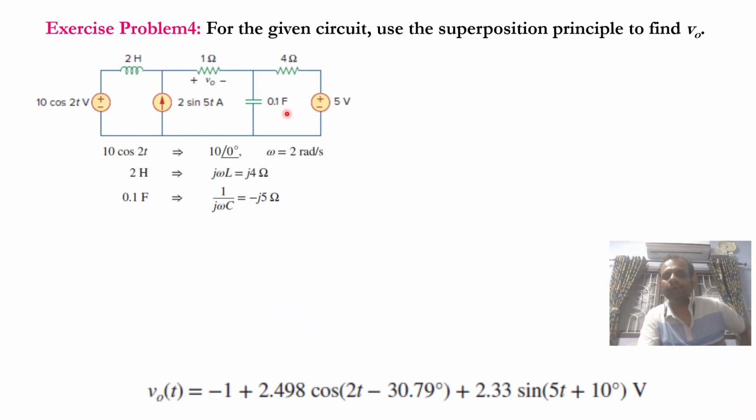Exercise problem 4. Same way, superposition theorem. Again, 3 sources. One is a cosine source, one is a sine source, and another one is a fixed source. So these two sources are dependent on time. This is independent. So you cannot change these two because they are dependent on time. Only one source is there. So you can solve this.